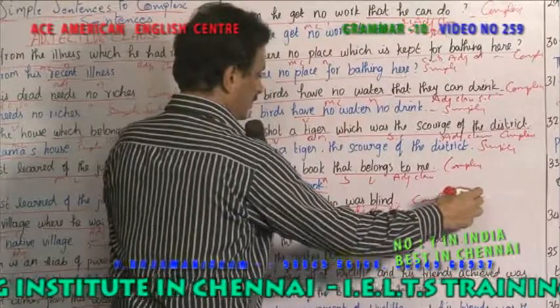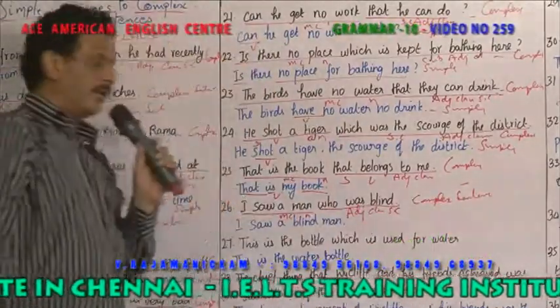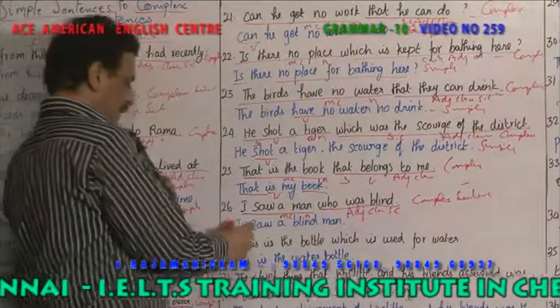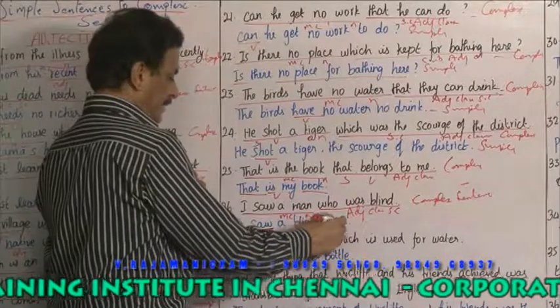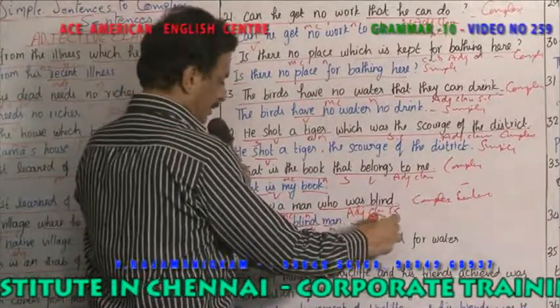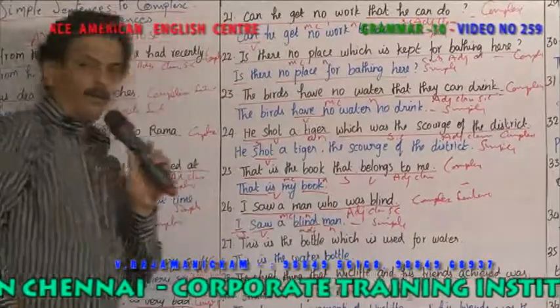So how do you convert it? "I saw a blind man." I is the subject, saw is a verb, blind is the adjective, and man is the noun. So it is a simple sentence because you have only a single verb.